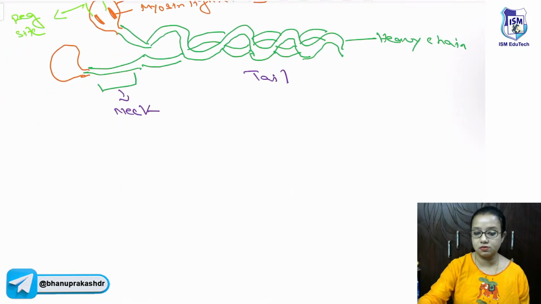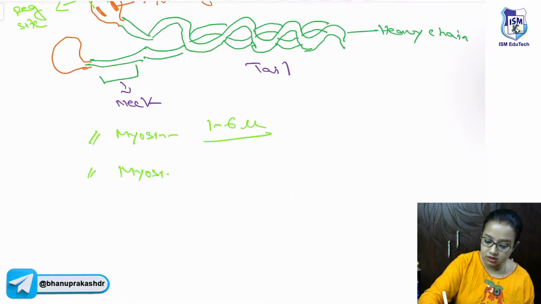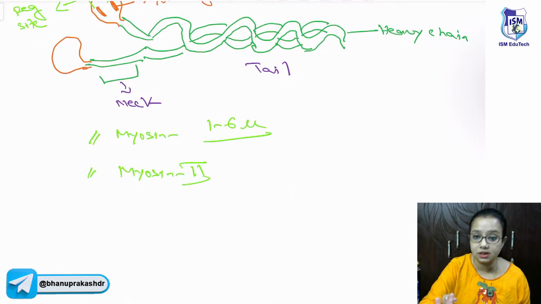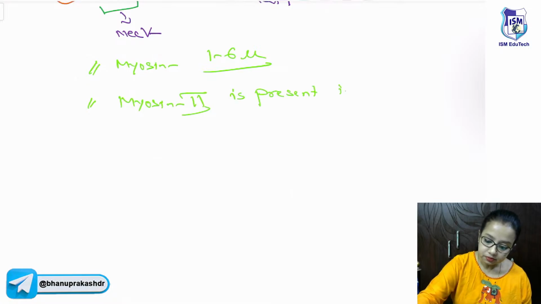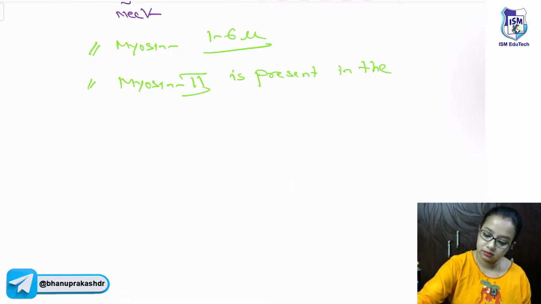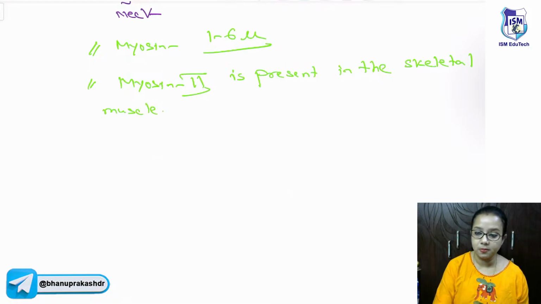This is the structure of a myosin. Now, myosin is usually 1 to 6 microns in length, and there are like 6 subunits of myosin, 1 to 6. Myosin 2 is present in the skeletal muscle. It is the myosin 2 that is present in the skeletal muscle.